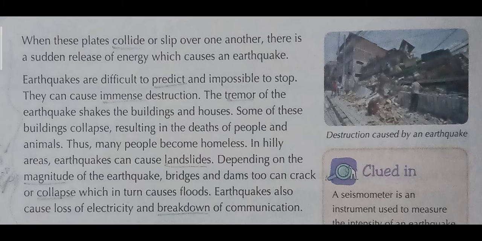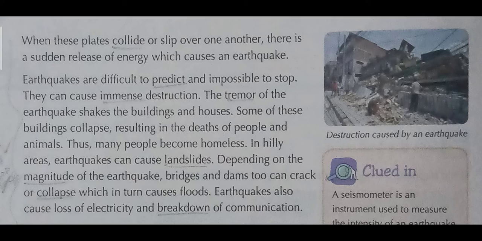The tremor of the earthquake shakes buildings and houses. Some of these buildings collapse, resulting in the death of people and animals. Thus, many people become homeless. In hilly areas, earthquakes can cause landslides. Depending on the magnitude of the earthquake, bridges and dams too can crack or collapse, which in turn can cause floods. Earthquakes also cause loss of electricity and breakdown of communication.